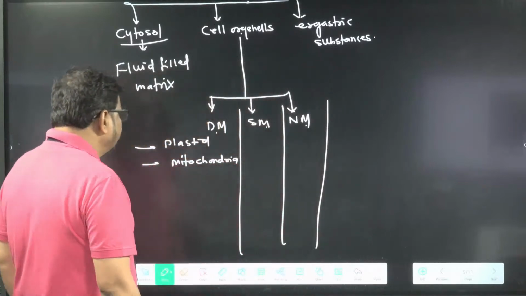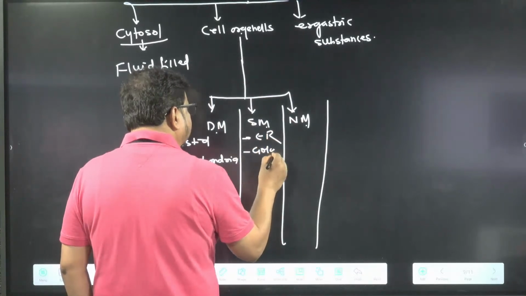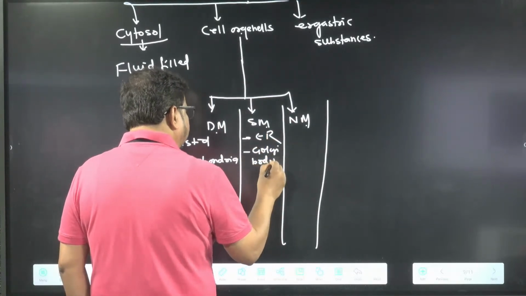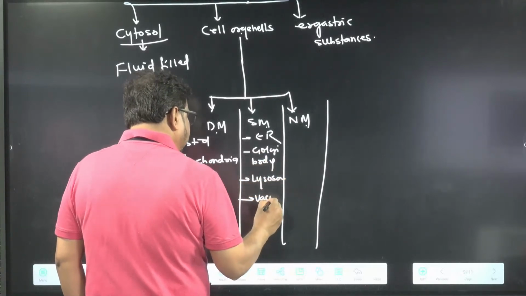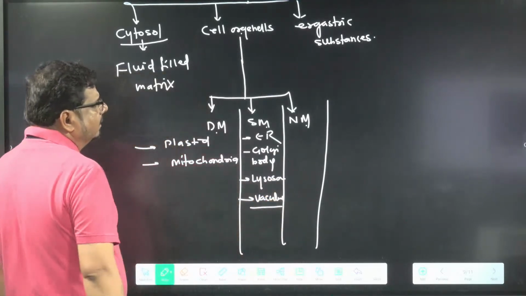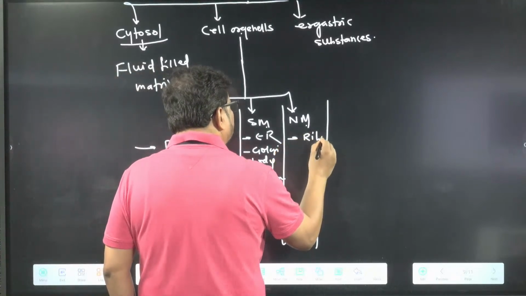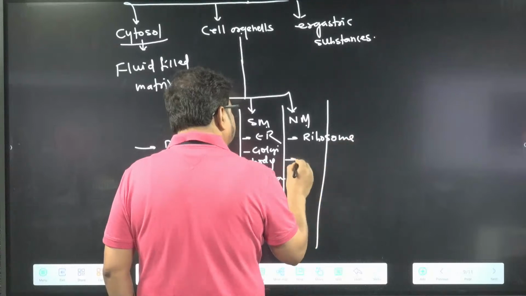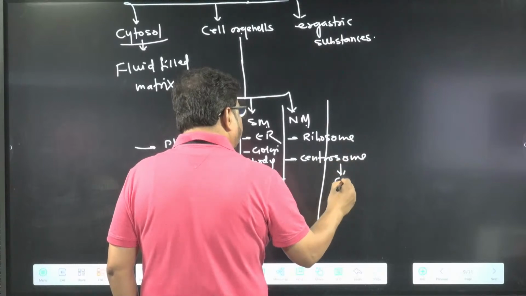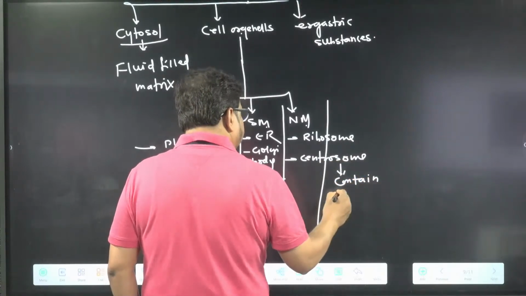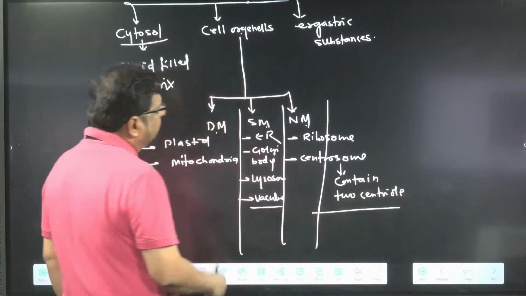Getting the idea? Now, what are single membrane bounded organelles? ER, Golgi body, lysosome and vacuole. These are single membrane bounded cell organelles present in the cytoplasm. Non-membranous organelles are ribosome and centrosome. The centrosome contains two centrioles. Are you getting the idea? Is it clear in the mind?